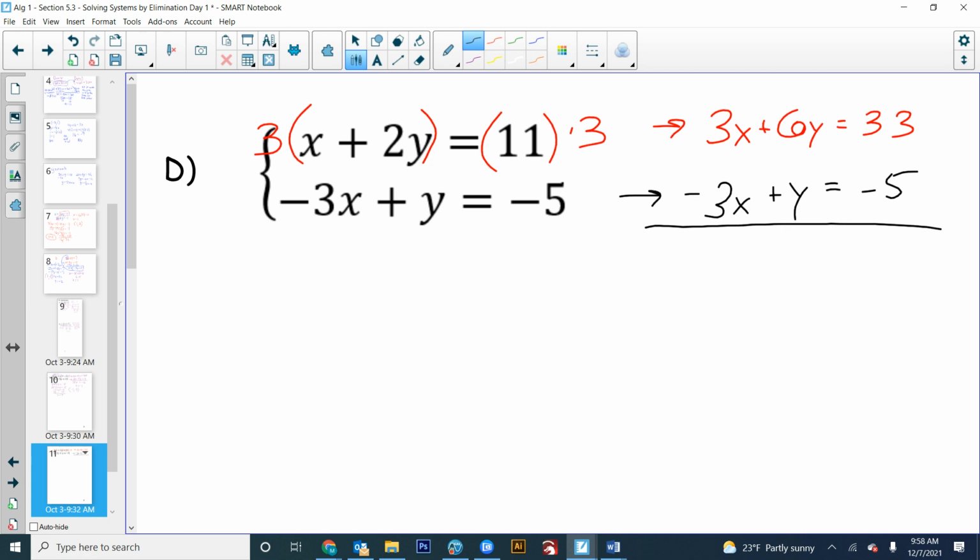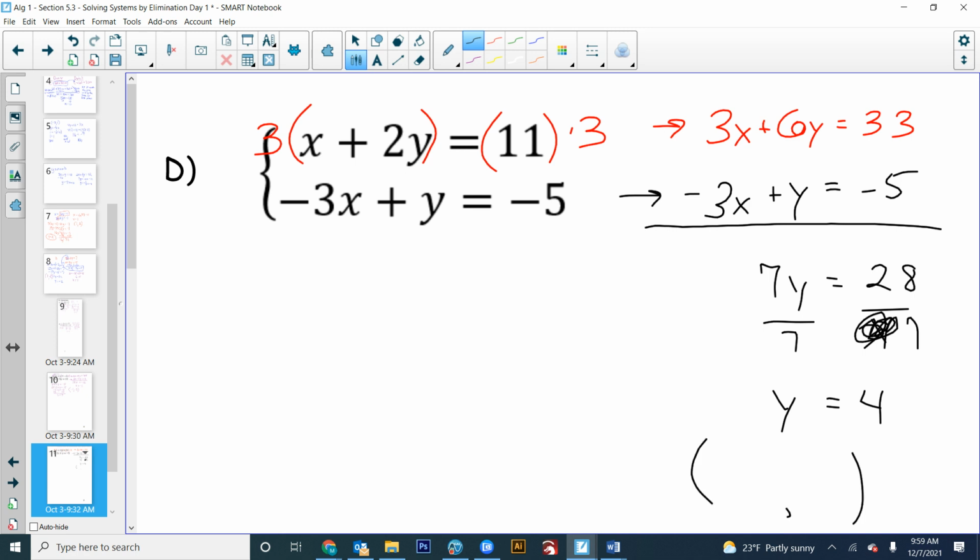And what do we do with the 2 equations once we have them set up for elimination? We add them. 3x plus negative 3x is 0 x's. 6y plus y is 7y. 33 plus a negative 5 is, isn't it really 33 minus 5? What's 33 take away 5? 28. Divide by 7. Y equals 4. We got the y value in the ordered pair.